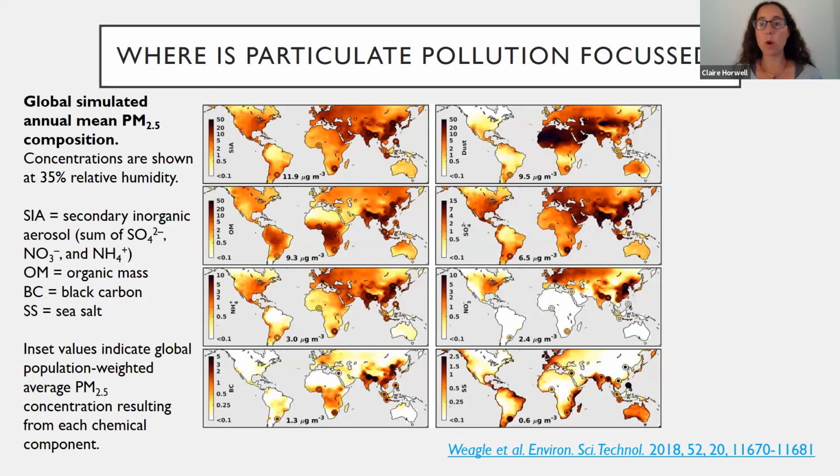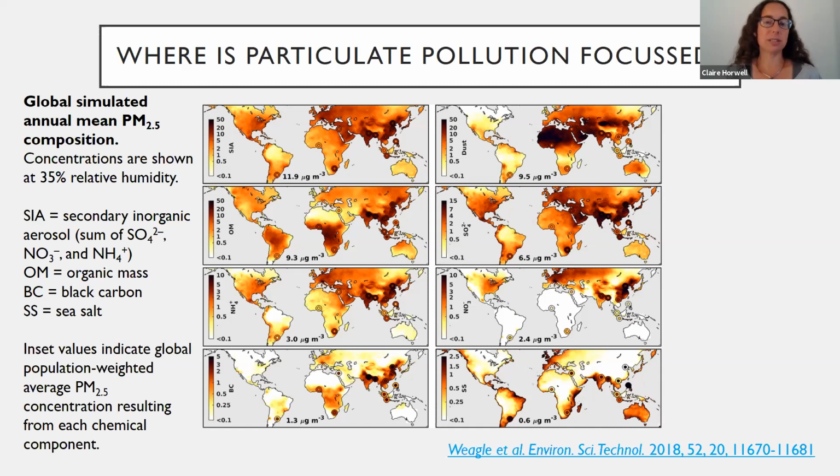So let's move on to where particulate pollution is focused around the world. And here we have some maps made via computer simulations showing where particles are basically found around the world. This comes from an academic paper by Weigel et al., published in 2018. What you can see in these different diagrams is that they have split up the different types of particulate pollution. So SIA in the top left is secondary inorganic aerosols. Then you've got organic mass as OM, BC as black carbon, SS as sea salt, etc.